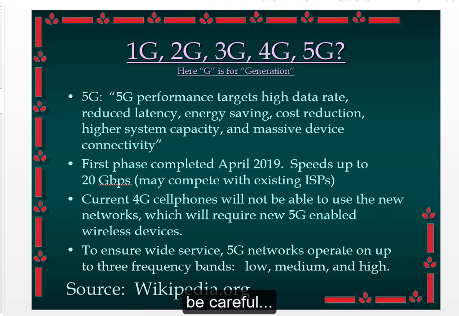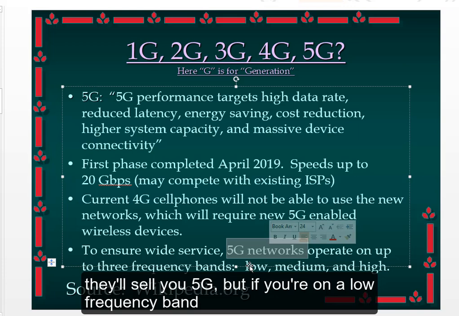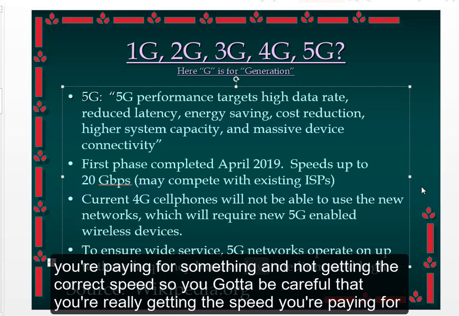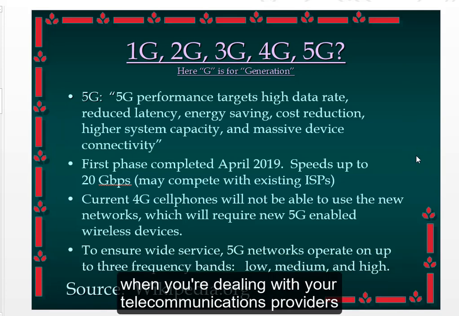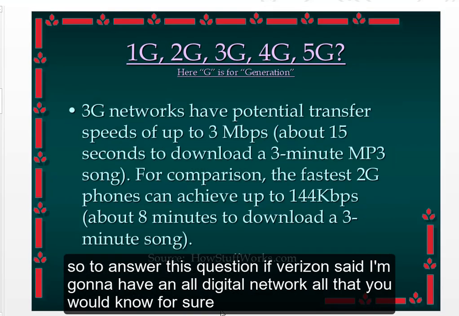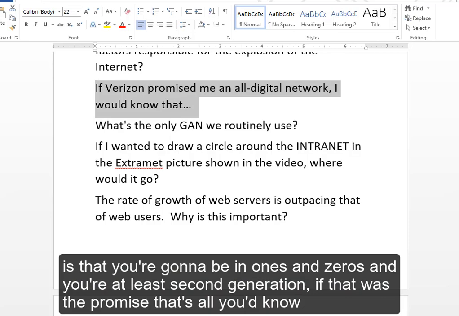But be careful. They'll sell you 5G, but if you're on a low frequency band, you're paying for something and not getting the correct speed. So you've got to be careful that you're really getting the speed you're paying for when you're dealing with your telecommunications providers. So to answer this question, if Verizon said I'm going to have an all digital network, all that you would know for sure is that you're going to be in ones and zeros and you're at least second generation. If that was the promise, that's all you'd know.